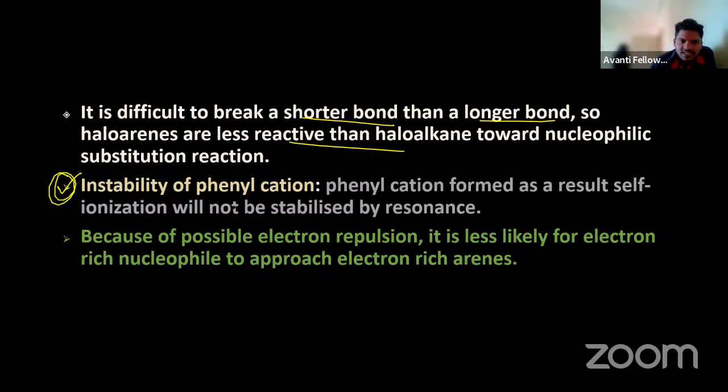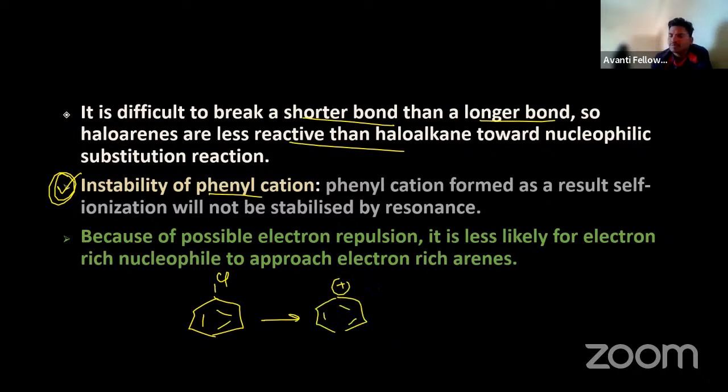Next one, instability of phenyl cation. I already told you last time, whenever you try to remove the chlorine, you are going to get what? Positive charge on the benzene. Remember guys, positive charge on benzene is highly unstable, because we can clearly say here these electrons are involved in conjugation. So that is why this will not undergo nucleophilic substitution reaction.